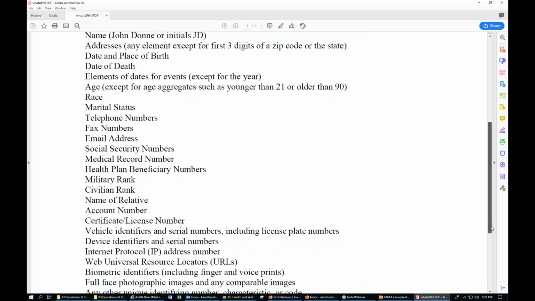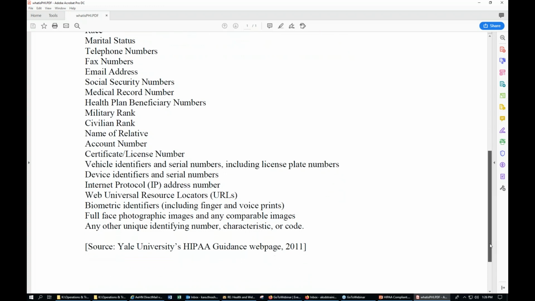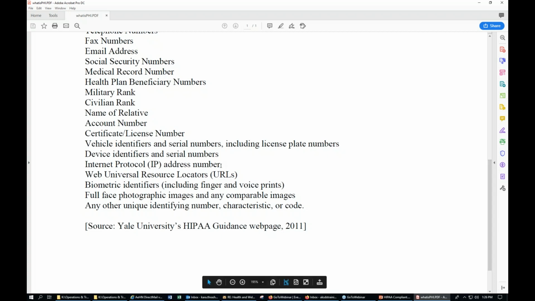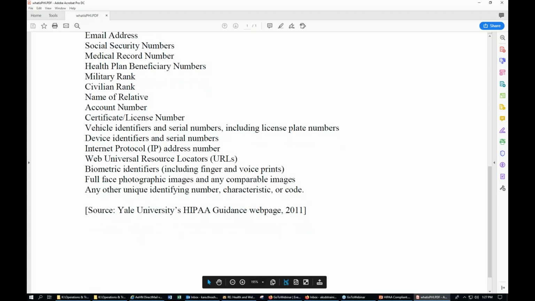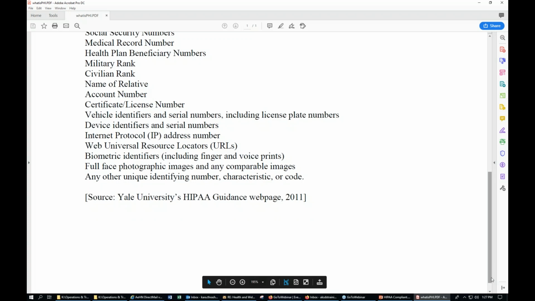Race, marital status, phone number, fax, email, social security number, medical record numbers, and the rest of them: names of relatives, account numbers, certificate or license numbers, vehicle identifiers, device identifiers, internet protocol address number. That would be your computer, how it goes onto the internet. It has a series of numbers, that is the IP address. Your web resource locators, URLs, for a person's computer.